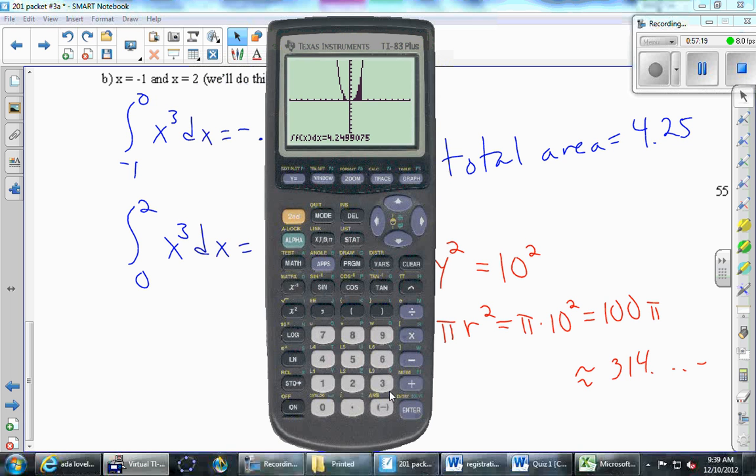Well, I don't know. What if I? The right answer is 4.25. So what if I just ask this one for -1 to 0? So it gives me that one perfect. And what if I ask it from 0 to 2? Yeah, so it can.